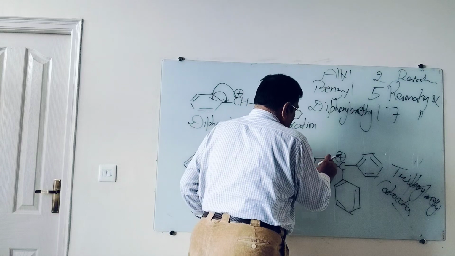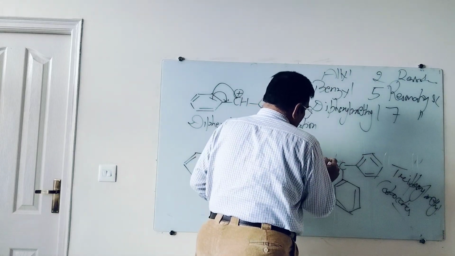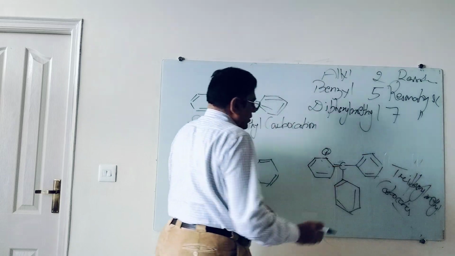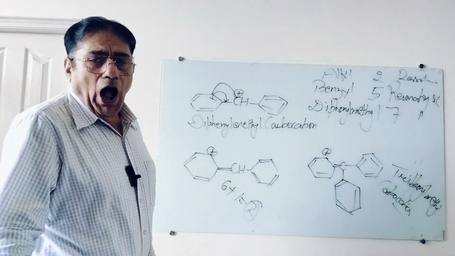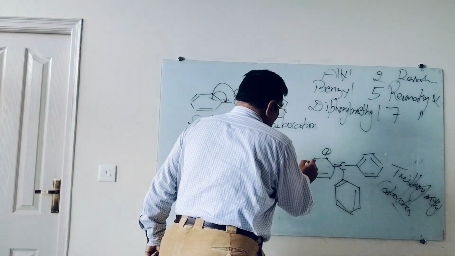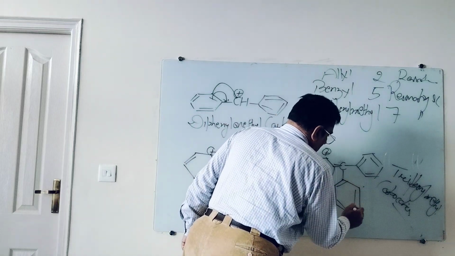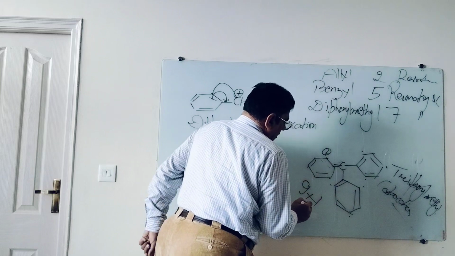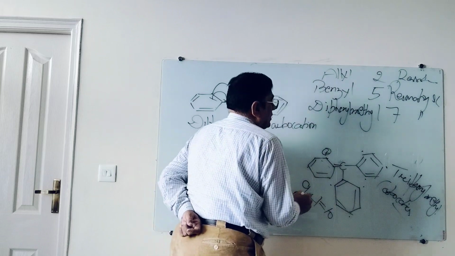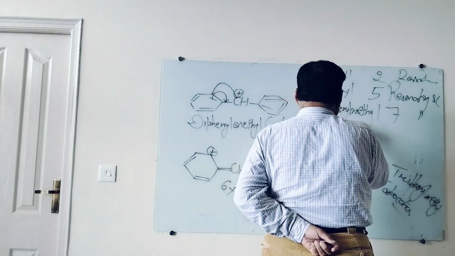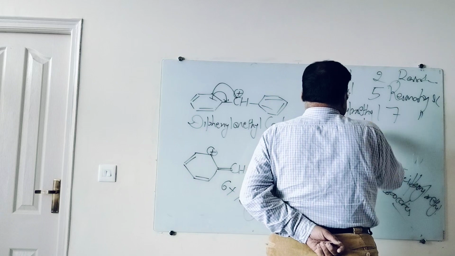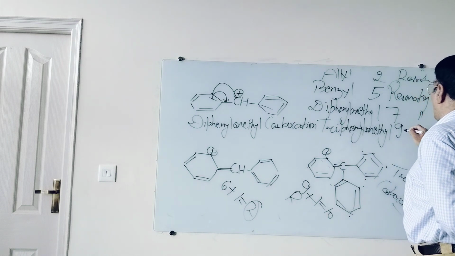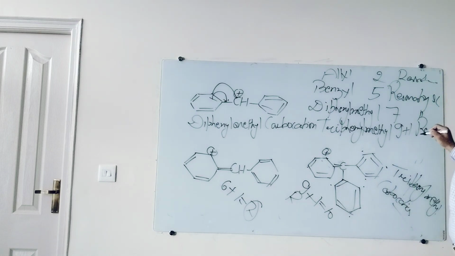Similarly, what will happen in this case? You will see this positive charge will come to this place, and this is the formation of a double bond. You can see how many resonating structures you can see in the second. This one, this one, this one, this one, this one, then this one, this one, this one. I am looking 9 plus 1, total 10 resonating structures. I should write here in triphenyl methyl. How many? 9 plus 1 resonating structures.